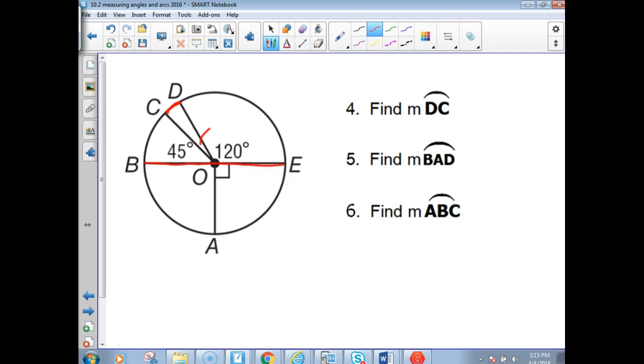BE is a diameter, so that's half a circle. So you hopefully did 180 minus 45 minus 120. Yes? All right, arc DC, you should be getting 15 degrees, right?